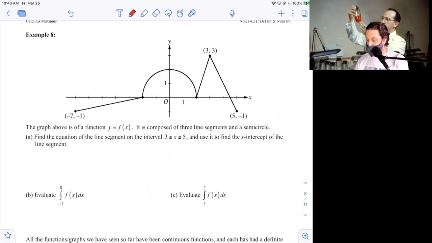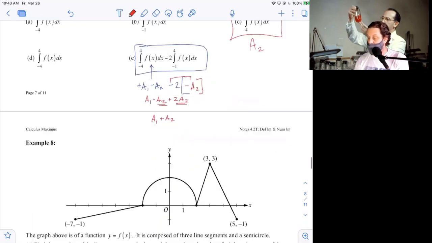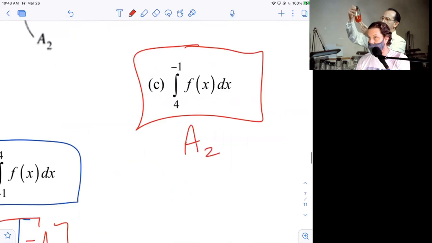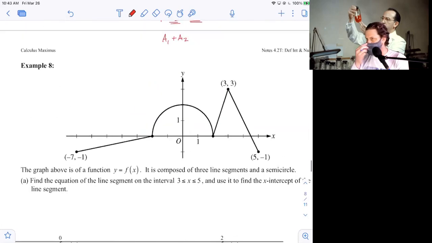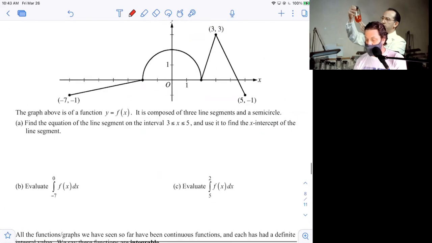Let's go ahead and look at this then. Example 8 is another extension of that. Here we go. Example 8 is another extension of that. This is what we saw on, I think, a 2010 free response question. Let's just look at example B.